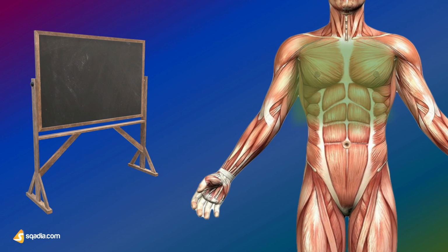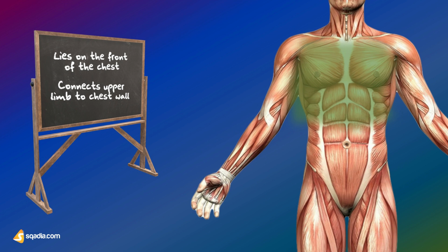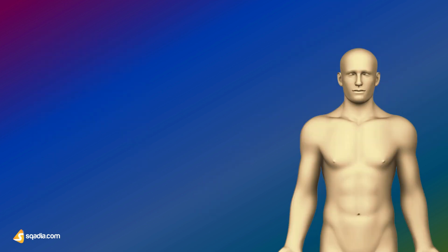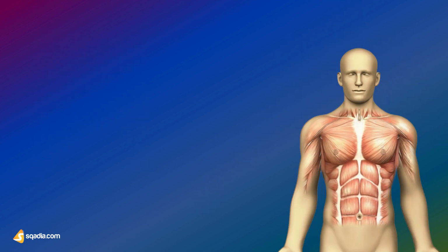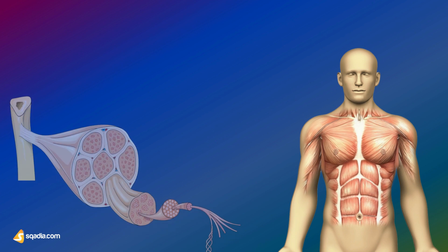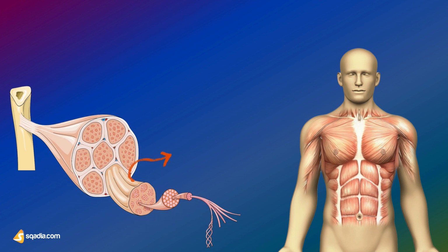The pectoral region is the anterior region of the upper chest, where there are 4 thoracoappendicular muscles. These muscles are covered by fascia. Let's talk about what is fascia in some more detail.